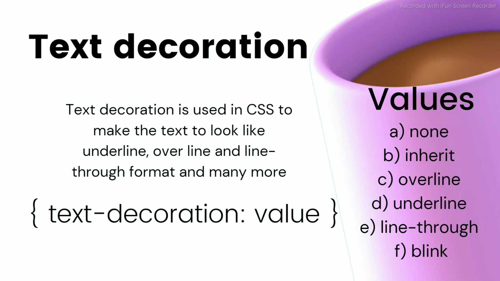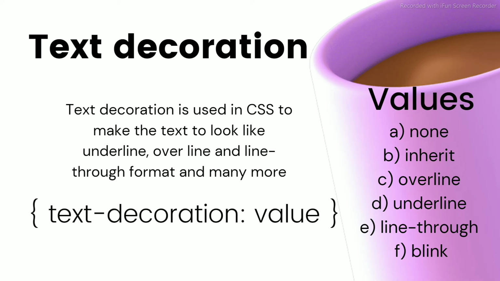When I am using inherit, it will just inherit the property of its parent node and take that property. When I am discussing overline, it will just put a delete mark on that text, just a cross line on that text. And next we have underline. It will make an underline for the text where we use text-decoration equal to underline.